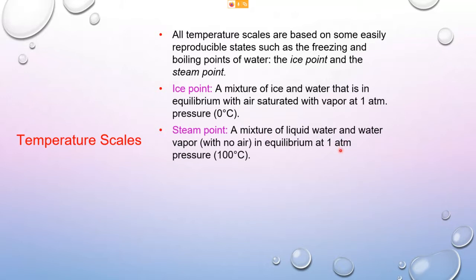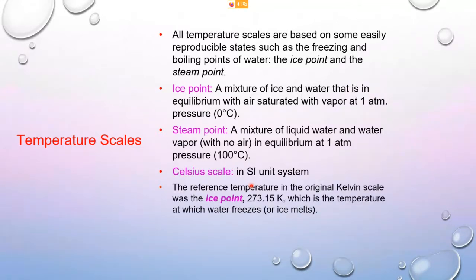Okay. So also referring to 1 atmospheric, you see the notes here. And then the boiling temperature or the steam point will be at 100 degrees C. Now, Celsius scale for SI unit system, okay? Celsius scale and Kelvin, okay? Kelvin is called absolute scale.